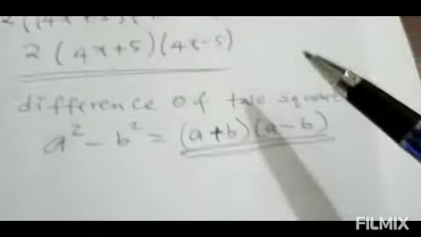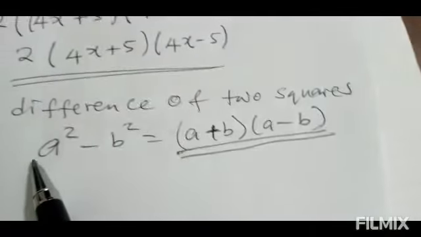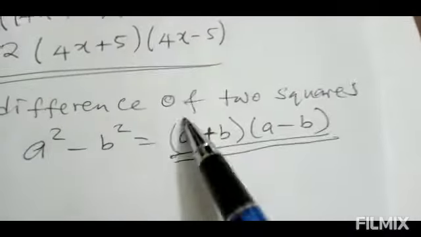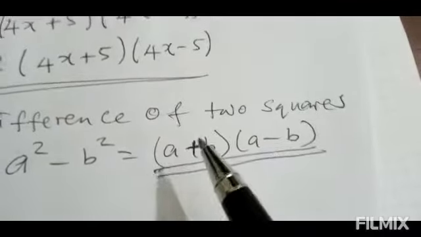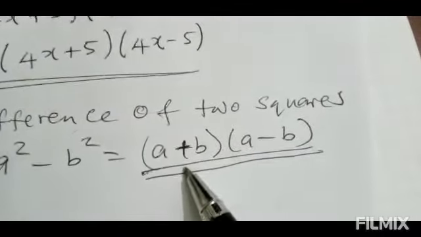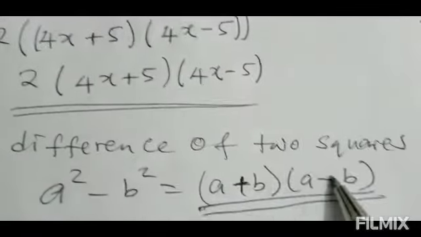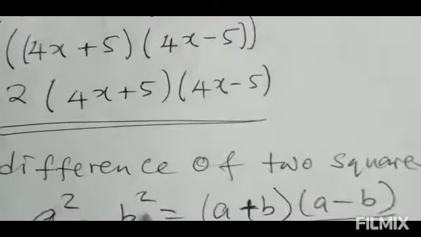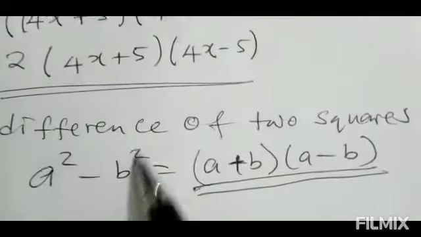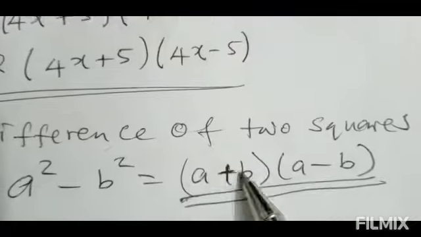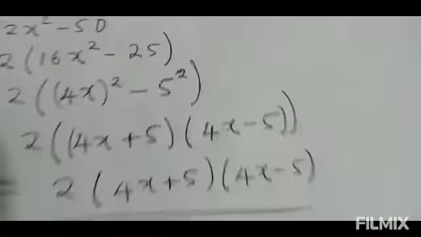What is difference of squares is, if you have a squared minus b squared, you can factorize it as brackets a plus b brackets a minus b, okay? This is the difference of squares. That's the definition: a squared minus b squared is equal to brackets a plus b brackets a minus b, okay? So that's it with this question.